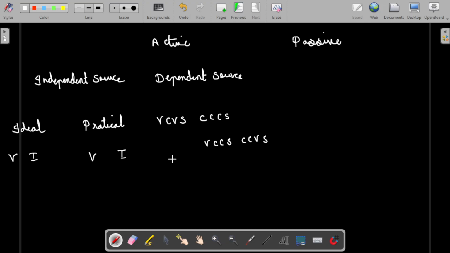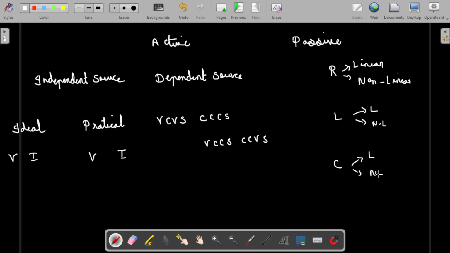These are quite different things. I will name everything, so please hold on. In passive, there will be R, there will be L, and C. These are the 3 elements that will be there. In these also there will be linear and non-linear, which is quite a difference. So linear and non-linear resistance, linear and non-linear inductance, and linear capacitance and non-linear capacitance are there. Okay, so these are some pretty good variations between the things.